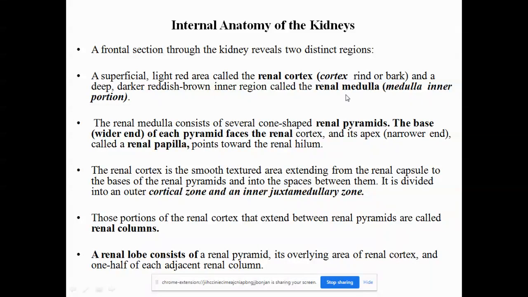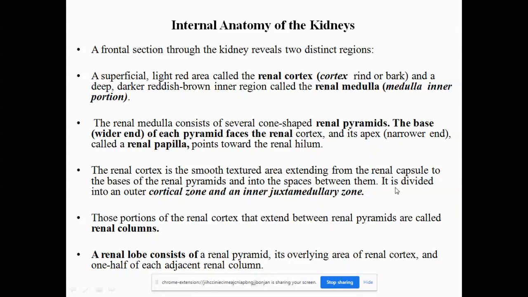Medulla means inner portion. Now, the renal medulla consists of several cone-shaped structures called the renal pyramids. As you have seen in the picture, the base or the wider end of each pyramid faces the renal cortex, and the narrower or apex end, called the renal papilla, points towards the inside, that is the renal hilum.